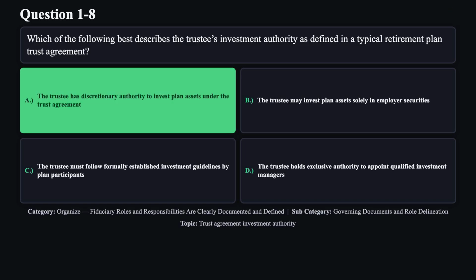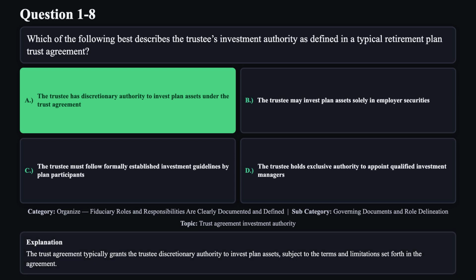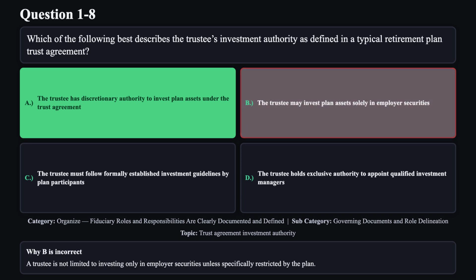The correct answer is A. The trust agreement typically grants the trustee discretionary authority to invest plan assets, subject to the terms and limitations set forth in the agreement. Reason B is not correct. A trustee is not limited to investing only in employer securities unless specifically restricted by the plan.